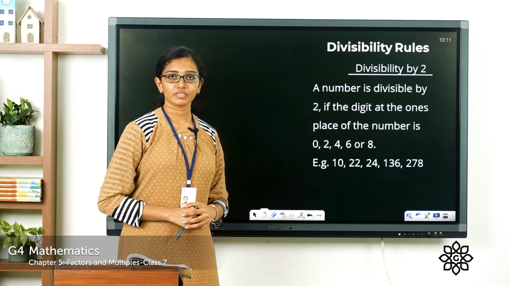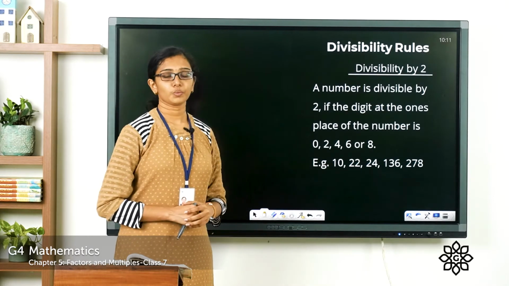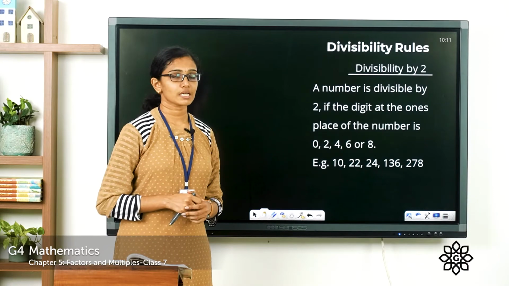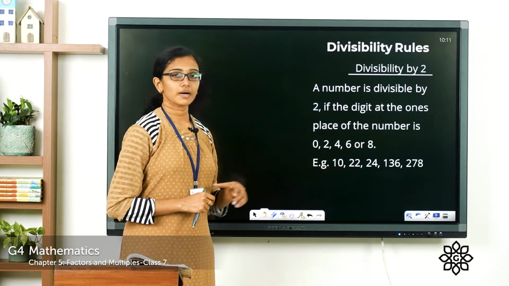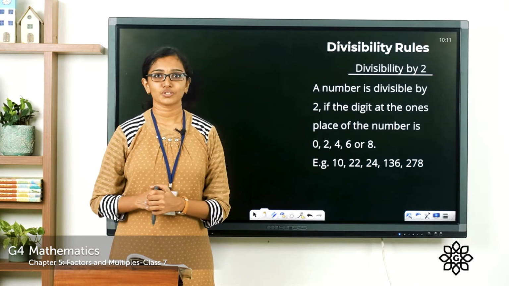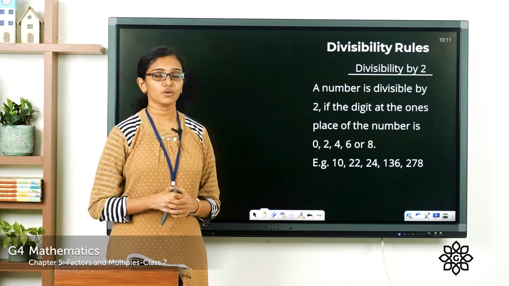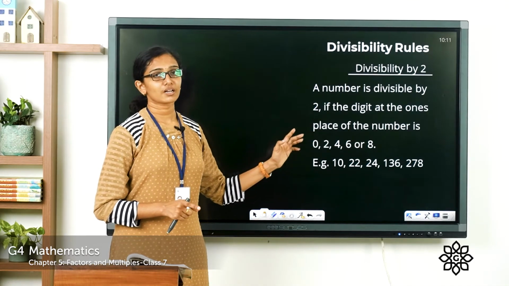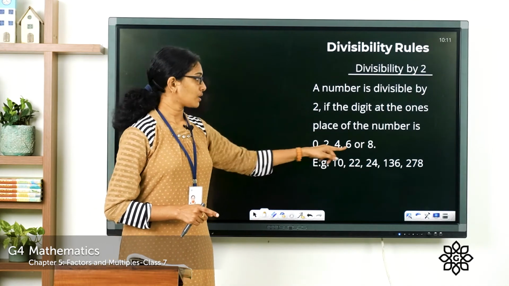Look at these examples given here. 10. What is 10 divided by 2? 10 divided by 2 is 5. The division is complete, no remainder. 22 divided by 2, it is 11, no remainder. 24 divided by 2 is equal to 12. We know 12 2's are 24, no remainder there as well. So, in all these cases, no remainder and all these numbers end with one of these digits.